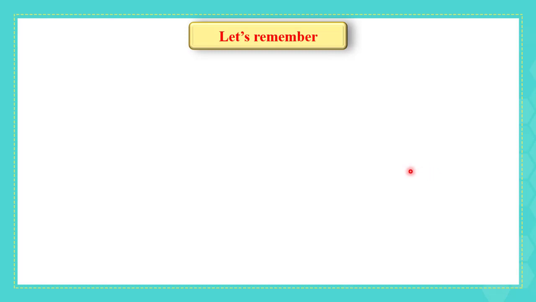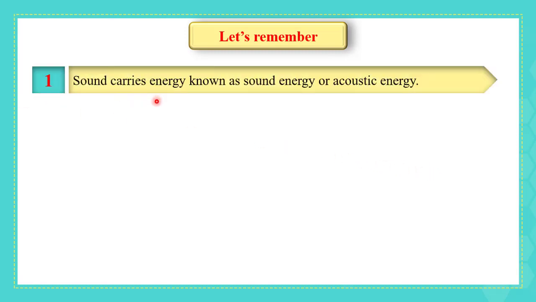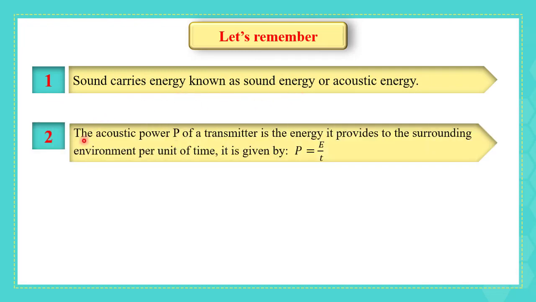Don't forget that we defined last time the acoustic sound energy, which is the energy carried by the sound, and we also defined the acoustic power of a transmitter as the energy it provides to the surrounding environment per unit of time, and it's given by P equal E over T.